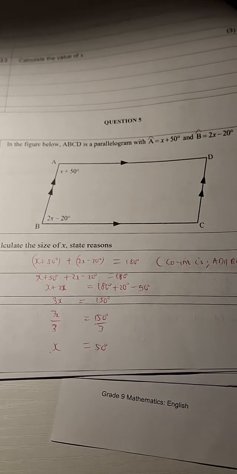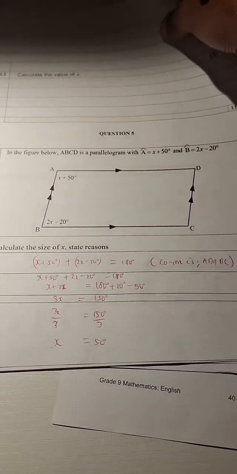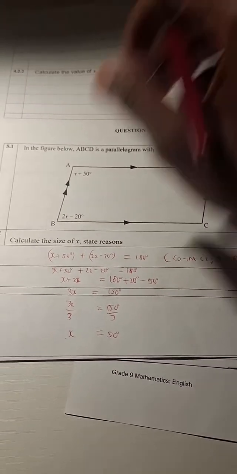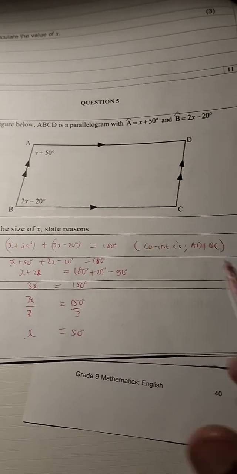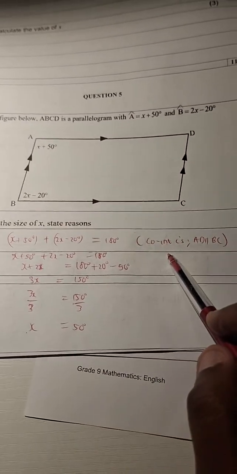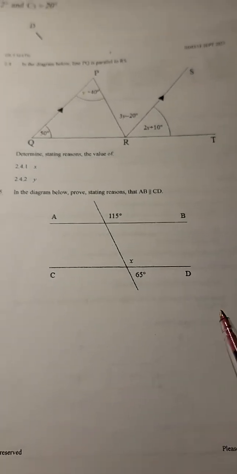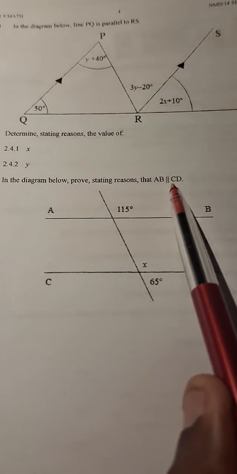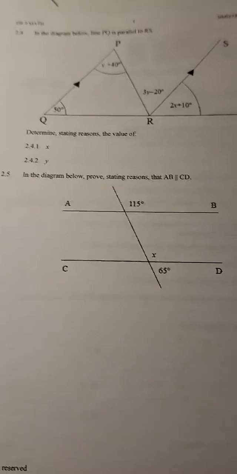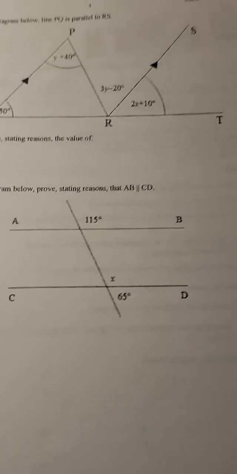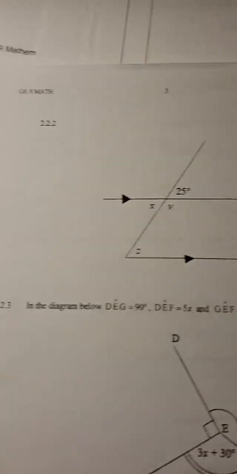All right. Hey, guys. So yes, rock God, just remember, the U shape is co-interior angles. Let's see, rock God, if we can cover you somewhere else. Let's see if there's any other. Rock God, here we are. Look at this one, rock God. In the diagram below, prove, stating reasons, that AB is parallel to CD. Maybe, rock God, before that, let's check this one out.